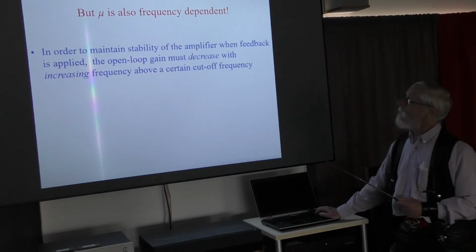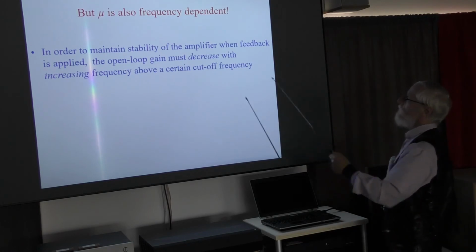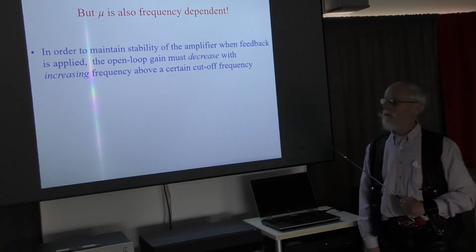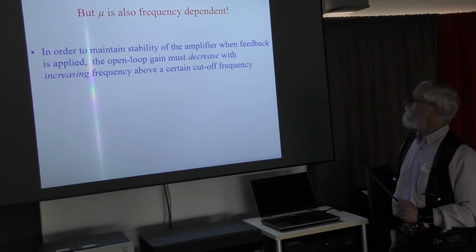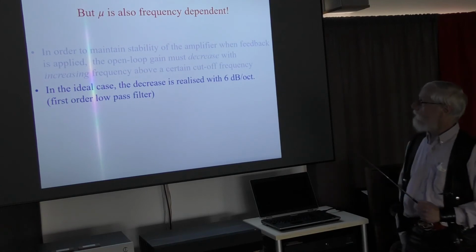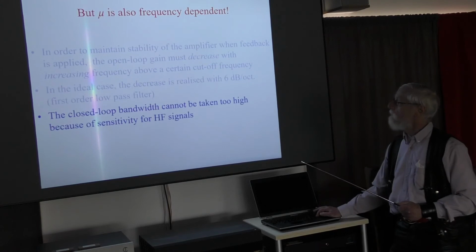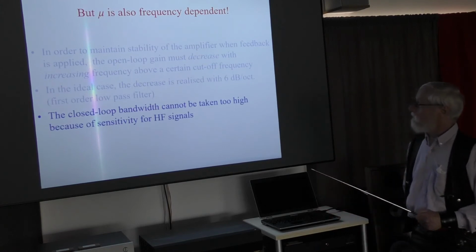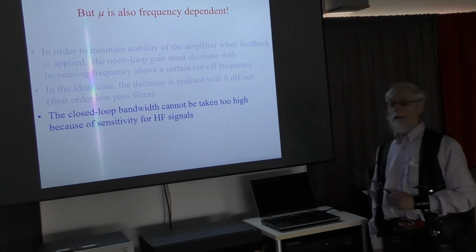But mu is also frequency dependent. Why? Well, in order to maintain stability of the amplifier when feedback is applied, the open loop gain must decrease with increasing frequency above a certain corner frequency. In the ideal case, the decrease is realized at a 6 dB per octave first order low-pass filter characteristic. The closed loop bandwidth cannot be taken too high because of sensitivity for HF signals.